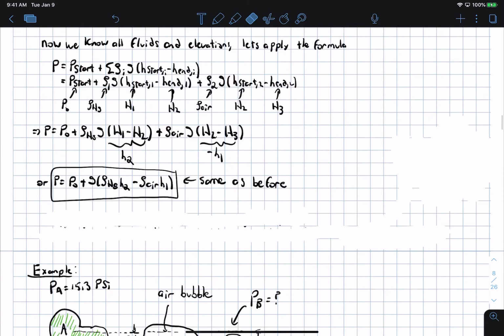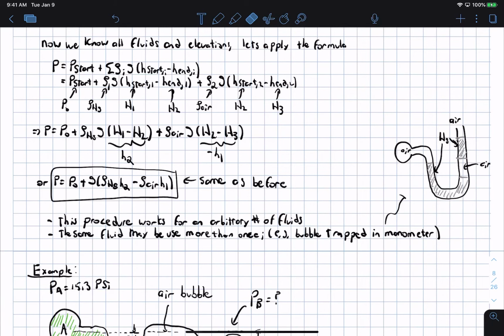So this procedure, I think, is a bit more straightforward. It doesn't look like it, but it really is. It works for an arbitrary number of fluids, and you may have more than one fluid. For example, you could easily have a case where you have a manometer and there's an air bubble trapped in it, which you really don't want because it will not give you an accurate reading. And that's really about all there is to the theory of manometers. Now I'm just going to go over an example.